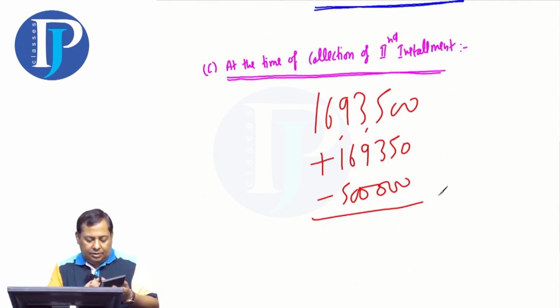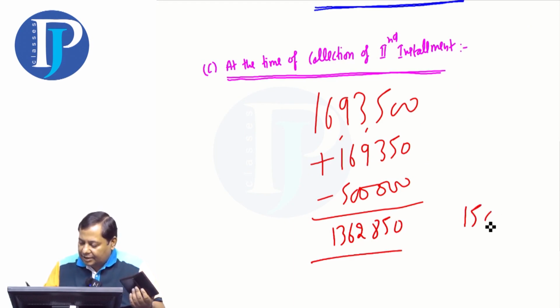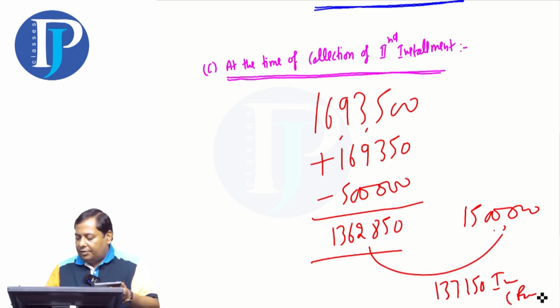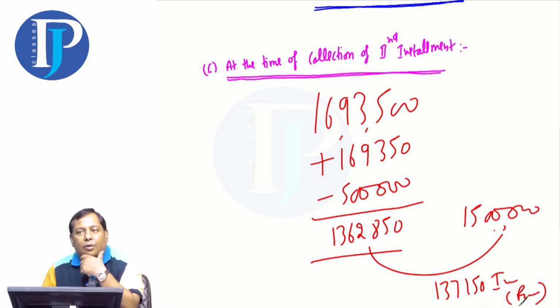1,693,500. Add 1,69,350 and then subtract 5 lakhs. So this will come as 13,62,850. How much is the collection? 15 lakhs. What is the difference? It is 1,37,150 rupees. This will be rounded off. Means I have already rounded off and it will be 1,37,150.